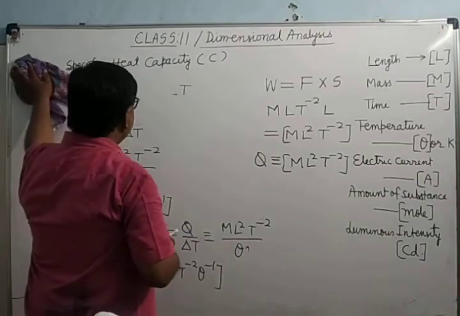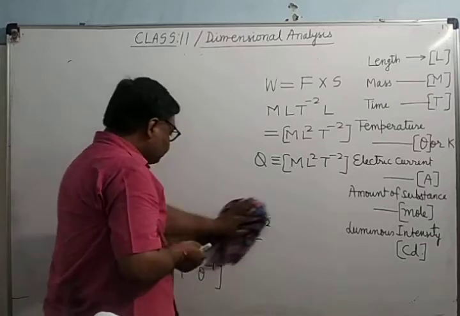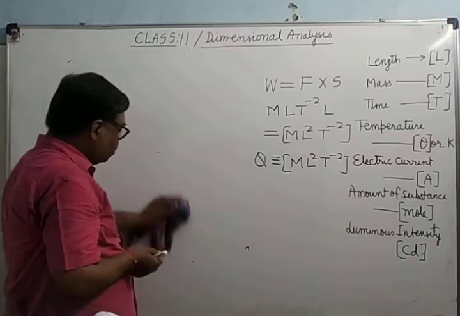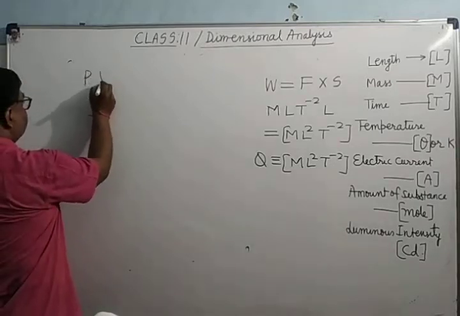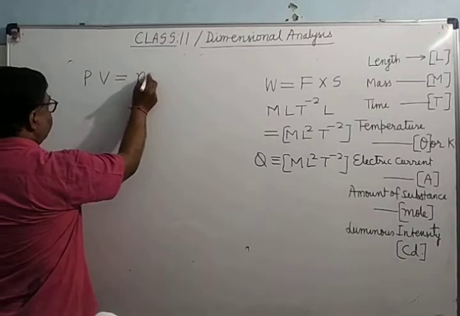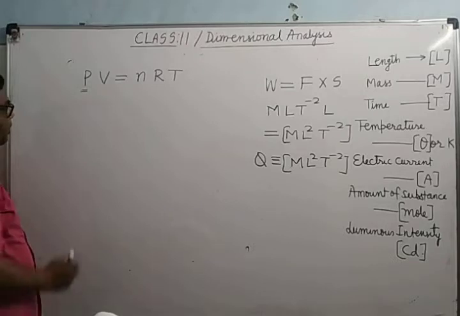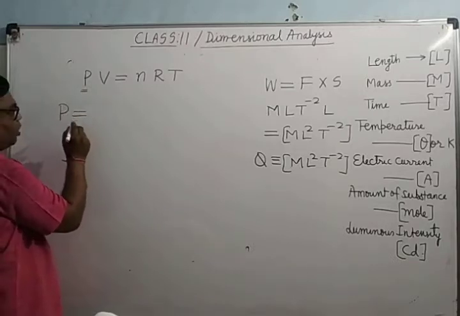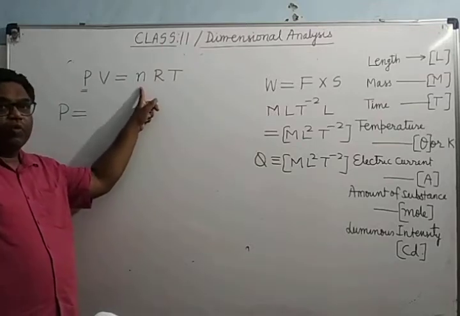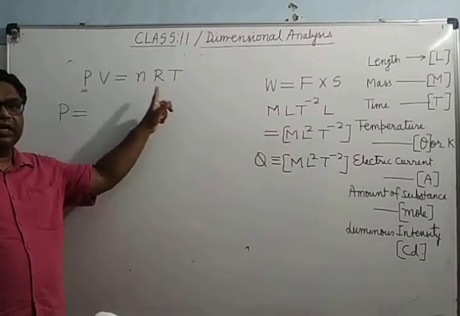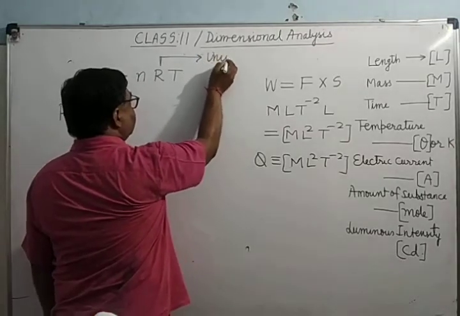Here there is one ideal gas equation that you will study afterwards in chemistry, and in physics also, in kinetic theory of gases. Ideal gas equation: PV equals nRT. Here P is pressure, V is volume, n is the number of moles, and R is the universal gas constant.